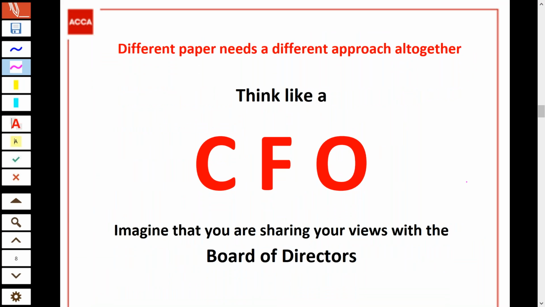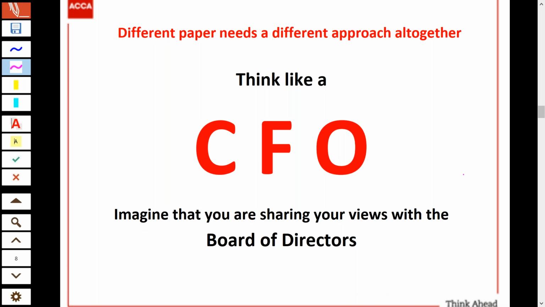And if the different paper needs a different approach altogether. So you've been used to a particular approach so far, but in order to pass SBL, you need to change your strategy. SBL is a paper of boardroom.